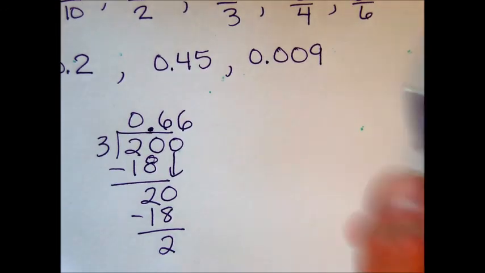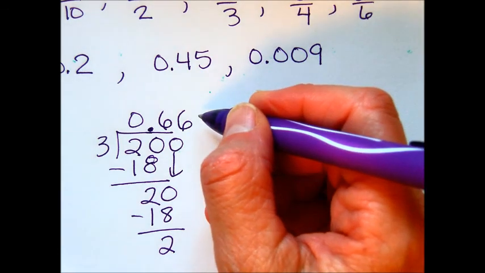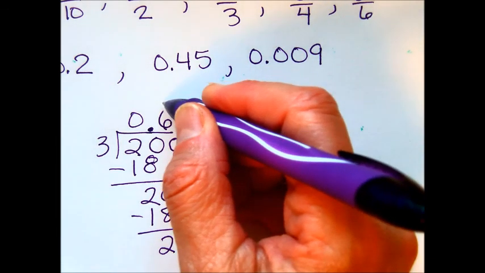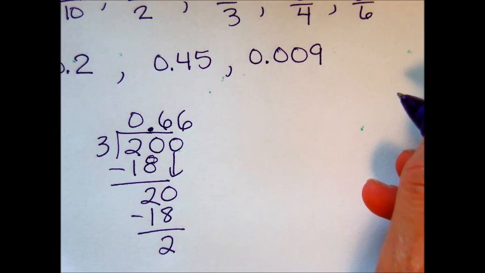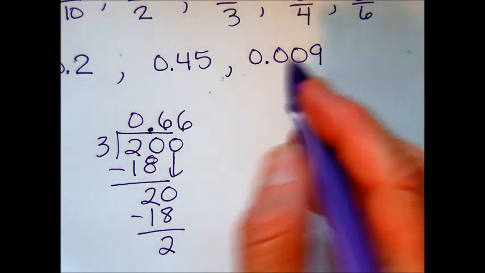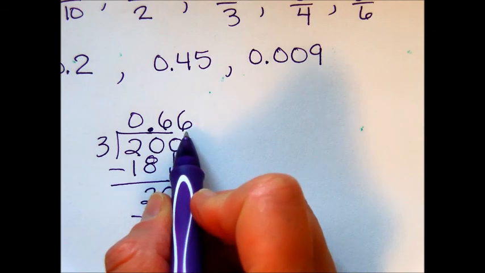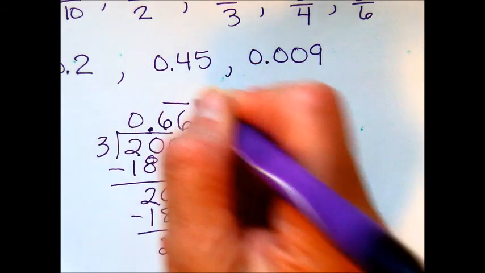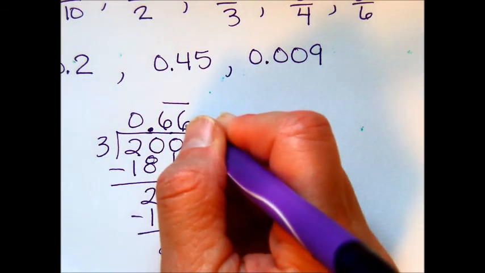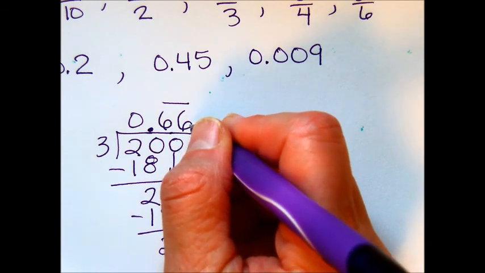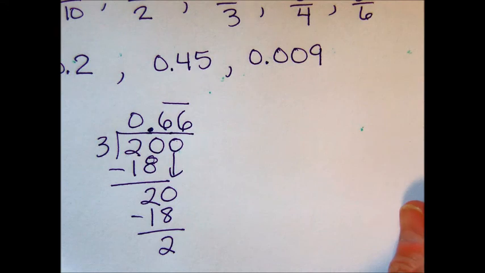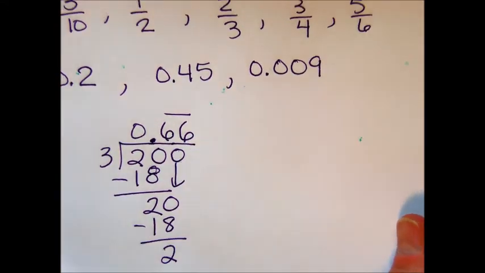Okay, so this is a repeating decimal. The 6 is going to continue to repeat. Now, the reason I went out 2 places is because I wanted to specify that on the number line, it's going to be different than 6/10. So let's zoom out again.